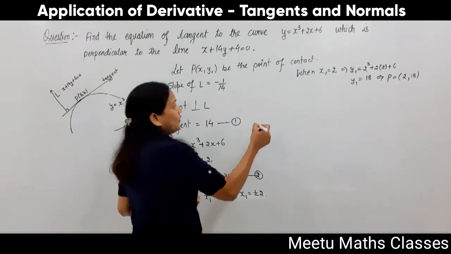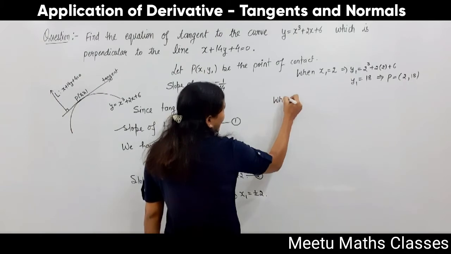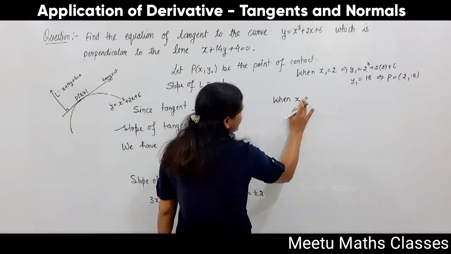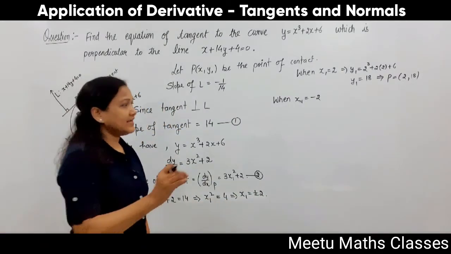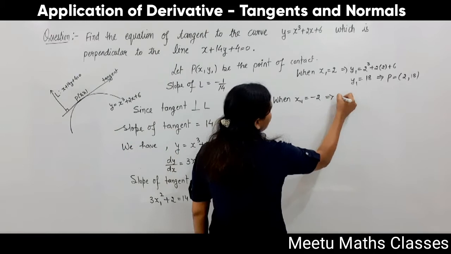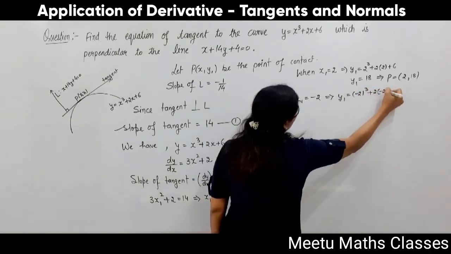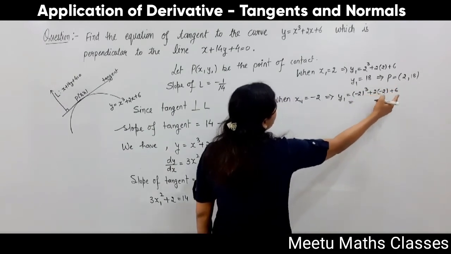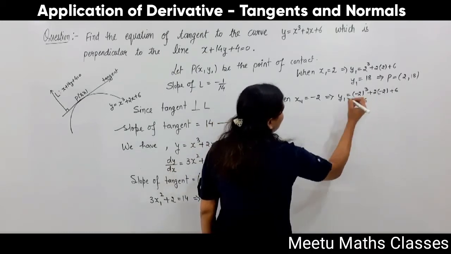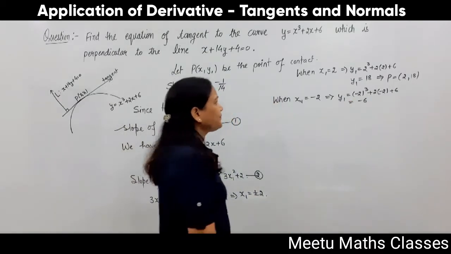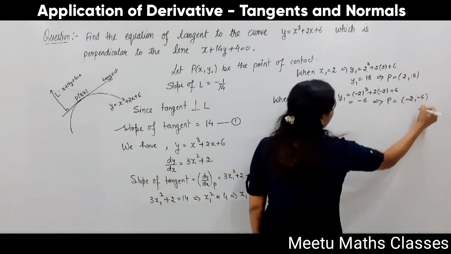And you will get another point where tangent is perpendicular to this line when x1 is equal to minus 2, because x1 can take two values. So when x1 is minus 2, your y1 will be equal to minus 2 cube plus 2 times minus 2 plus 6, that is minus 8 minus 4 plus 6, minus 12 plus 6, that is minus 6. So your point P will be (-2, -6).